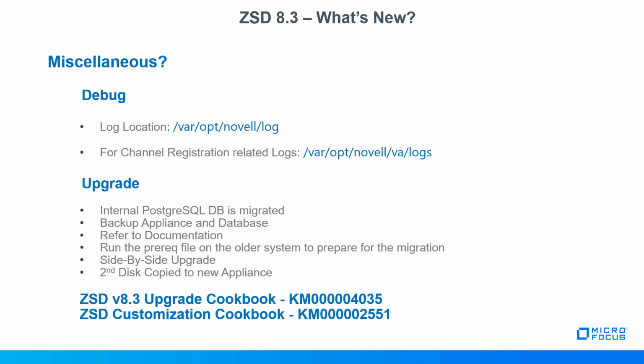Run the prereq file on the older system to prepare the system for the migration. Since this is a side-by-side upgrade, the second disk must be copied and mounted to the new version 8.3 appliance before powering up. Refer to the ZSD version 8.3 upgrade cookbook for other details. And other ZSD customizations can be found in the customization cookbook for ZENworks Service Desk.